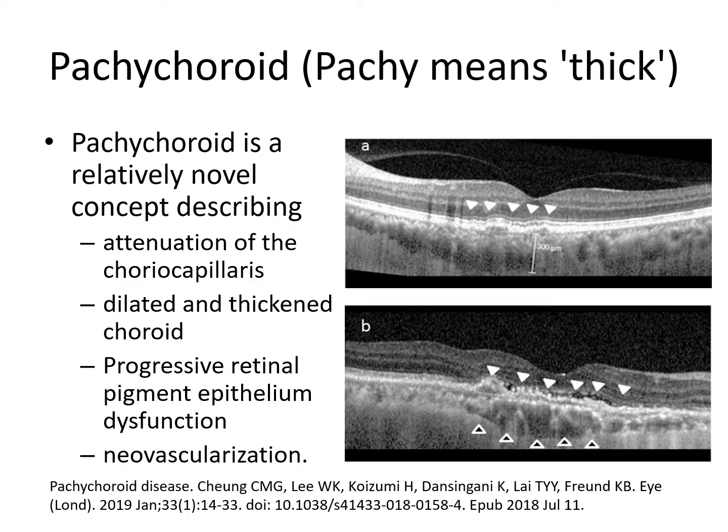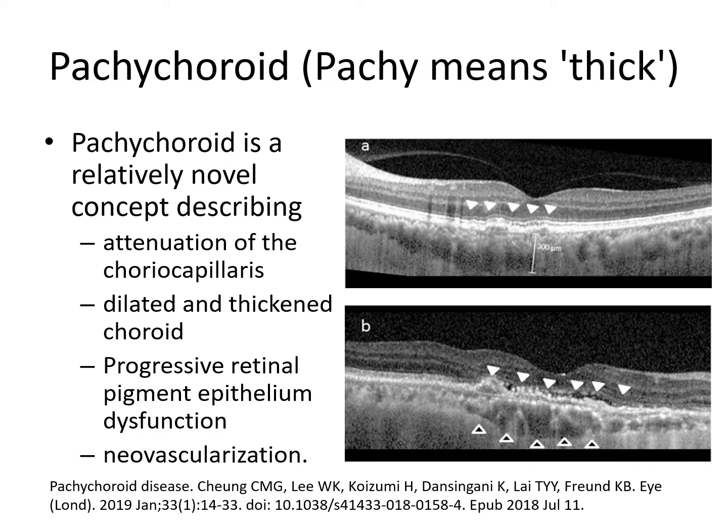Now, after the brief introduction to the background knowledge and evolution of knowledge, we come to the actual topic, that is pachychoroid disease. Pachy means thick, and pachychoroid is a relatively novel concept which describes these issues associated in the choroid. First is the attenuation of choriocapillaris.